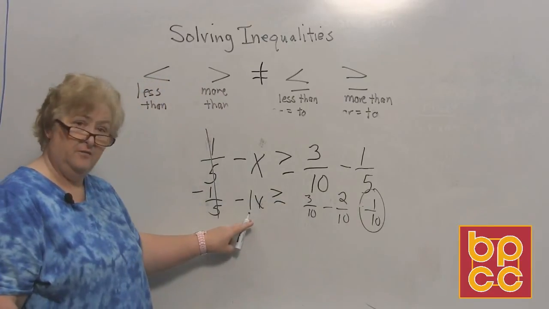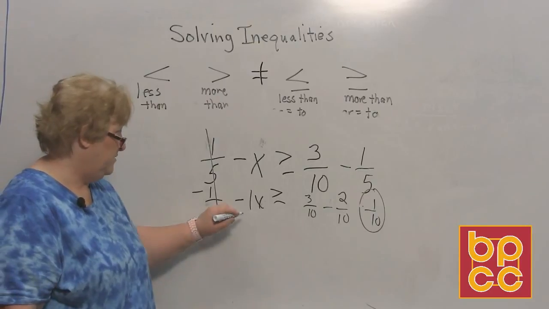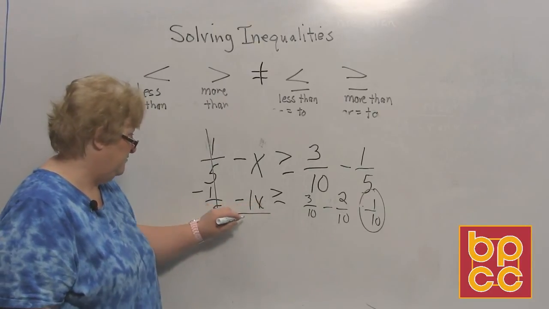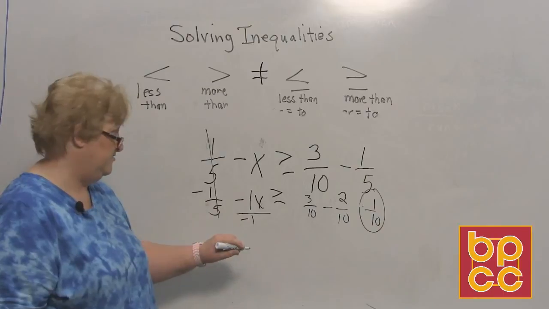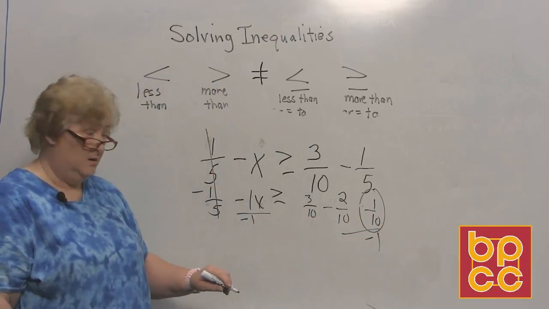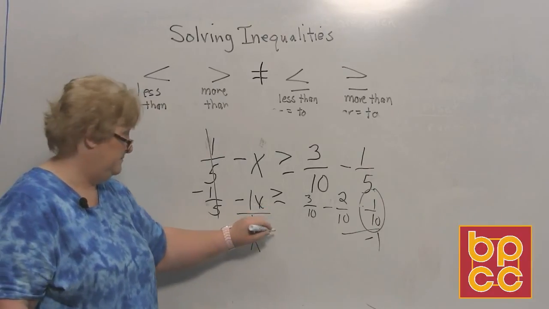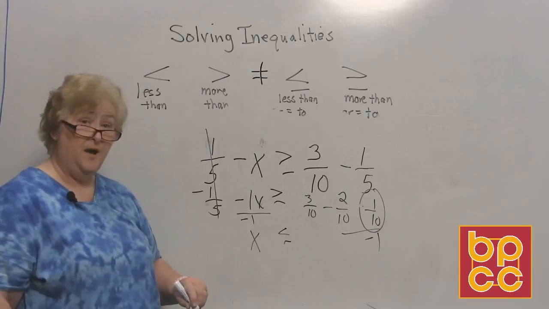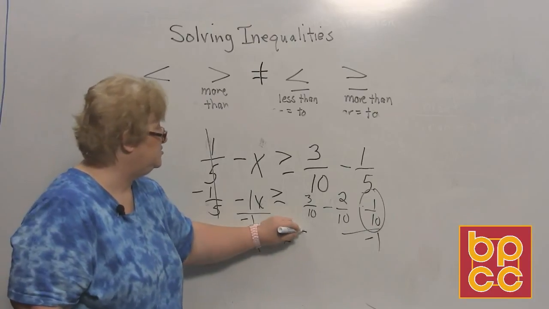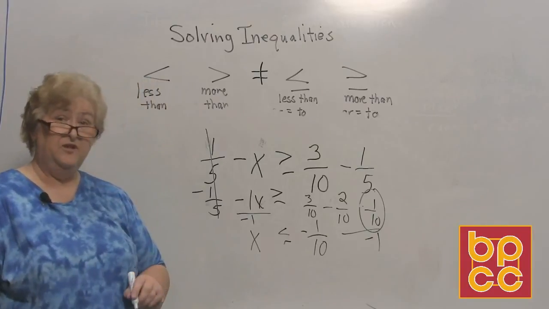But here's the problem. Look what we have here. We have a negative x. Not good. So I think what we need to do is we need to divide both sides by a -1. And when we do that, we're going to have x. Remember, we got to change the sign. And our positive 1/10 now changes to a -1/10.